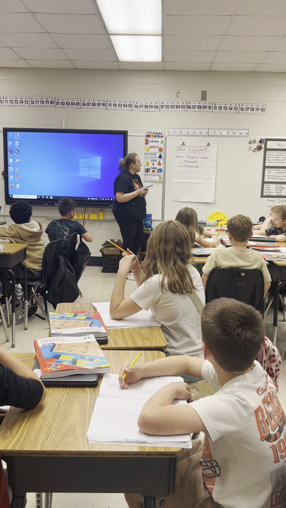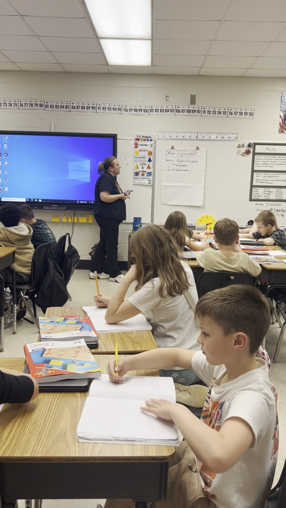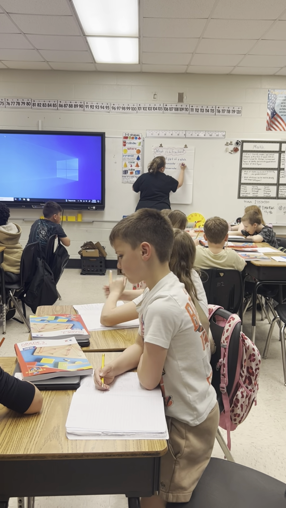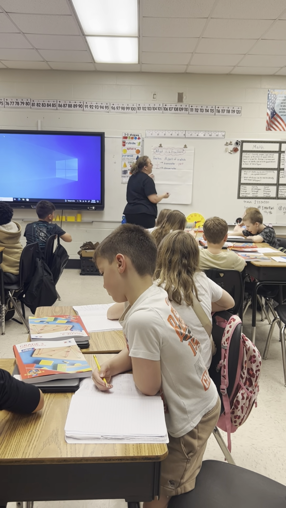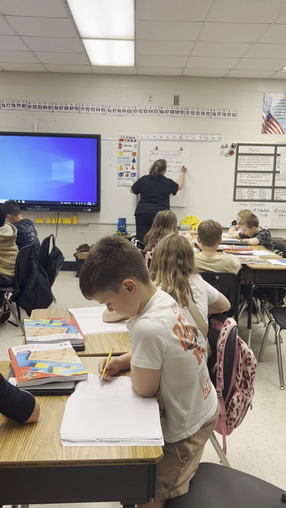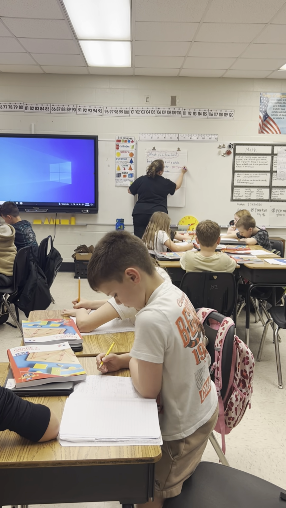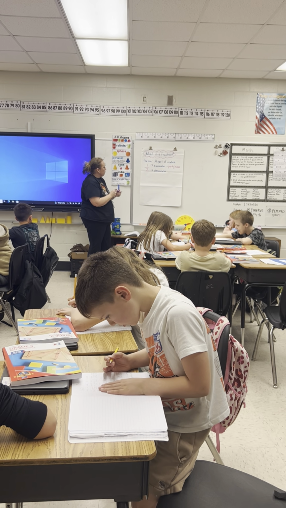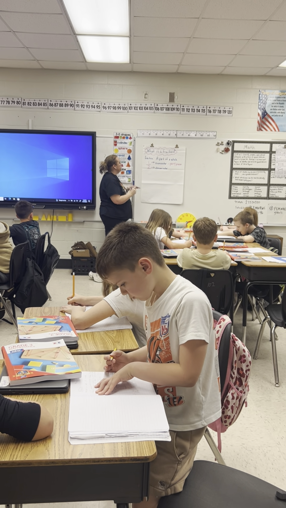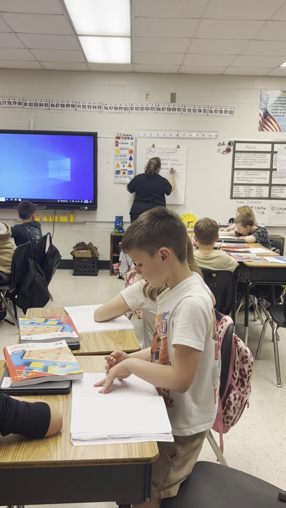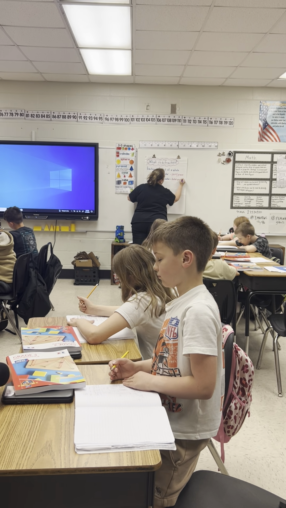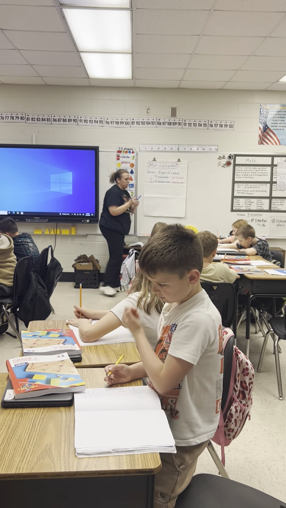I'll give you a few minutes to write that down. Now the numerator is going to be the part or the pieces. And then your denominator is going to be the total pieces. Okay?